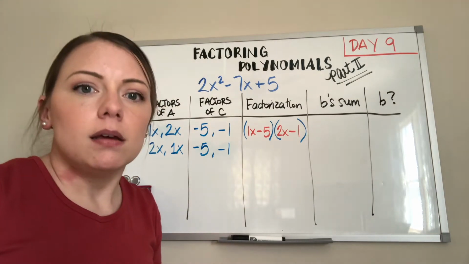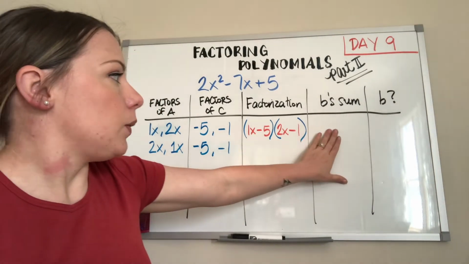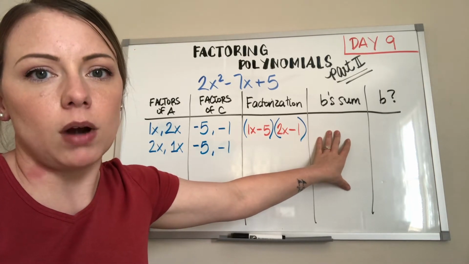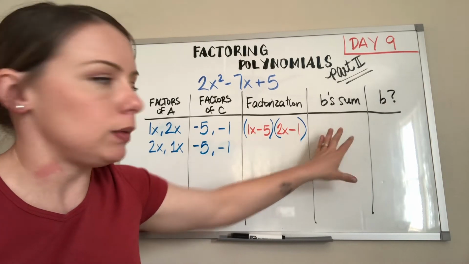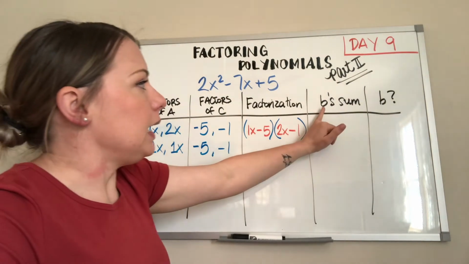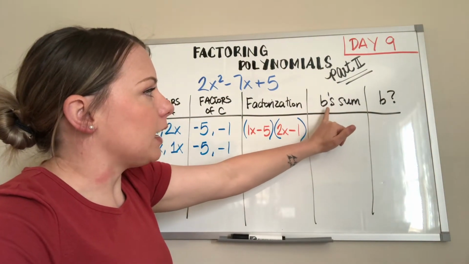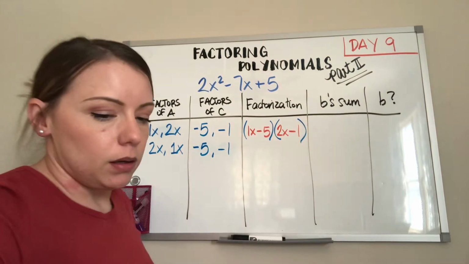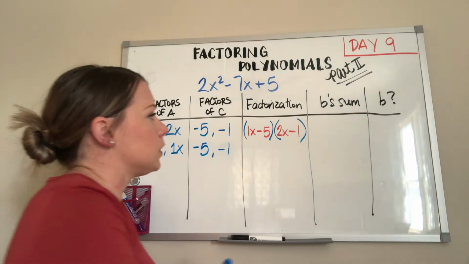All right, now we're going into these last 2 columns that are really checking to see if I picked the right options for my binomials. So I need to figure out if I'm actually going to produce the right sum. So I need to get a sum. All right, so let's work this out.